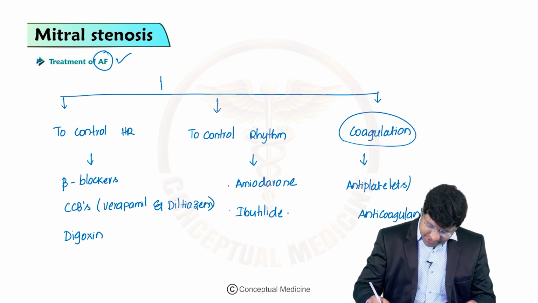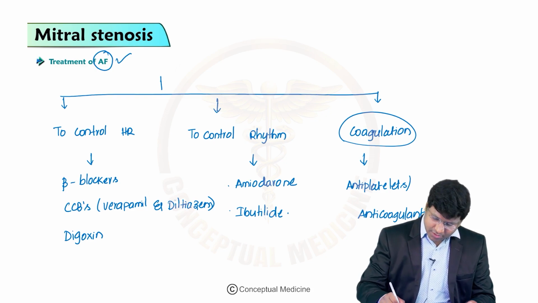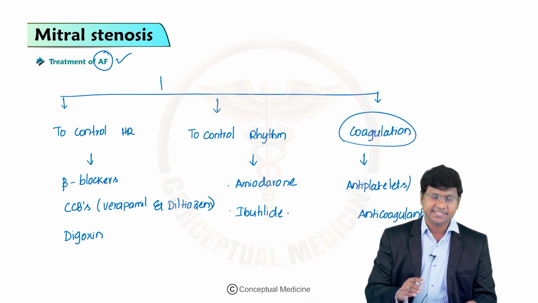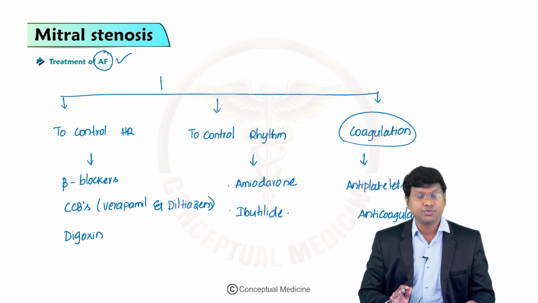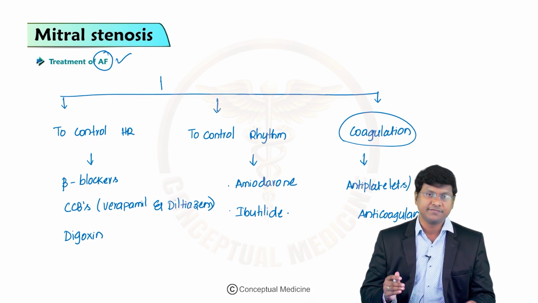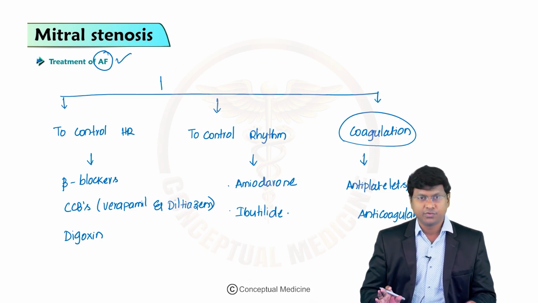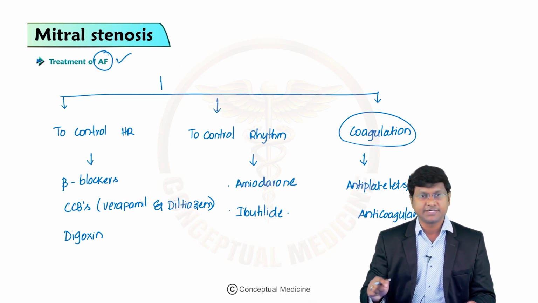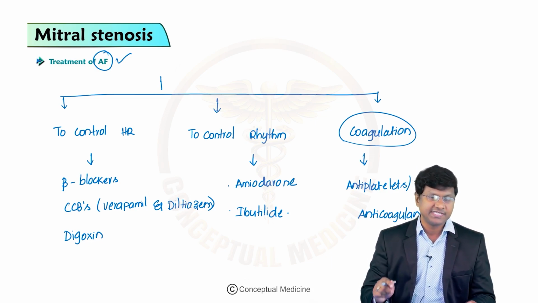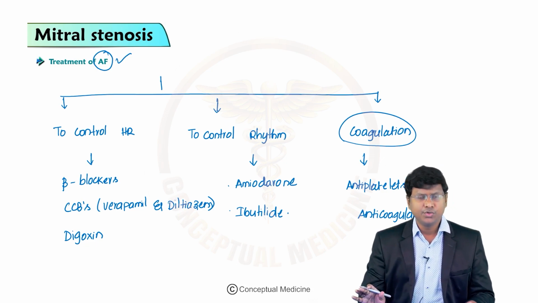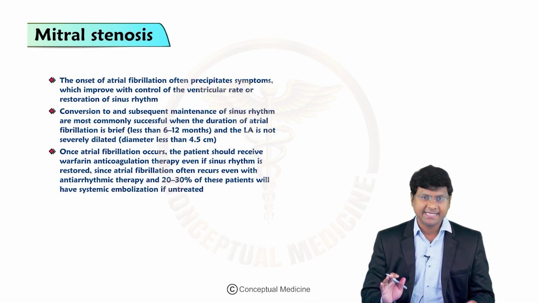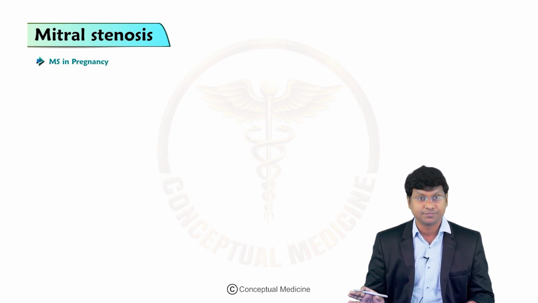Now what is the purpose? Based on which parameter we give these anticoagulants or antiplatelets, as we have just discussed, that is the CHA2DS2-VASc scoring system. If the score is 2, you need to give oral anticoagulants, and if the score is 1, you need to give either antiplatelets or anticoagulants, and if the score is 0, then either don't give anything, or you can give an antiplatelet. Either of these you can follow if the score is 0.